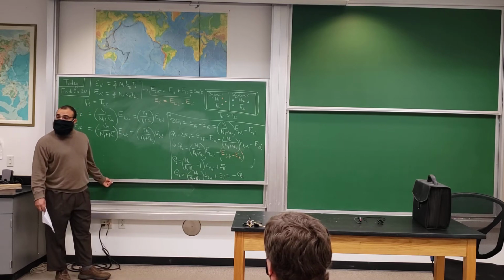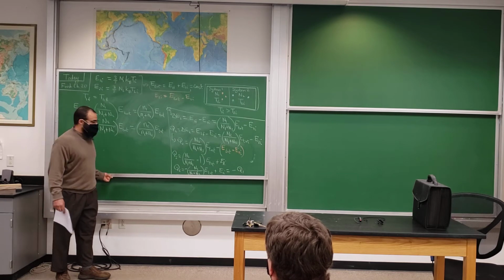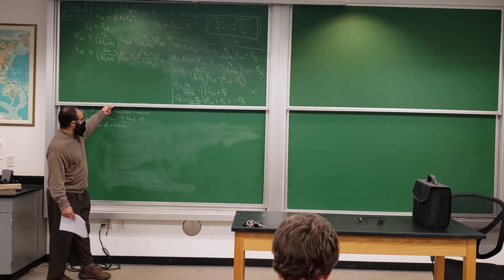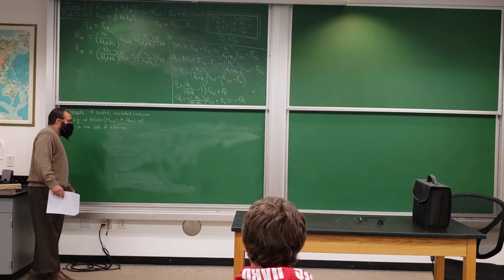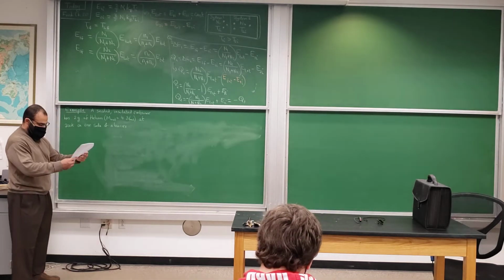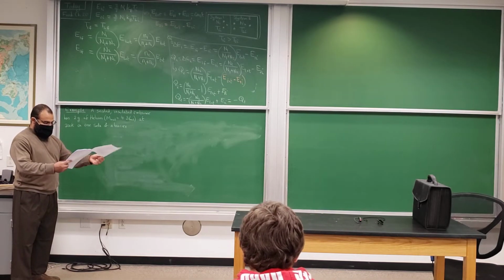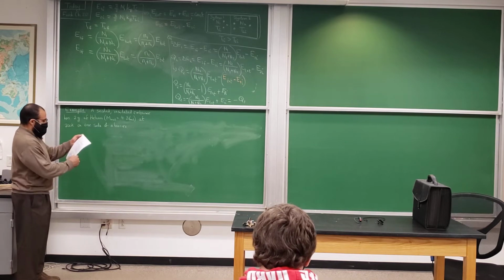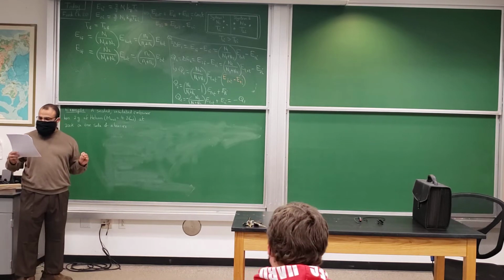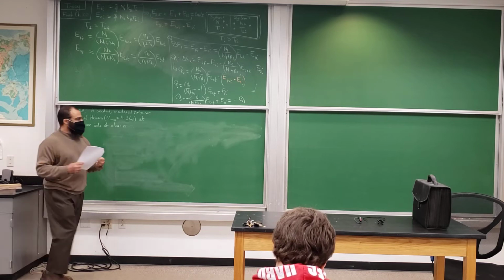Okay, so let's do an example to make this maybe more clear. I started writing the example earlier, but I didn't finish. So here's the example. It says, you have a sealed and insulated container. So here is a container.